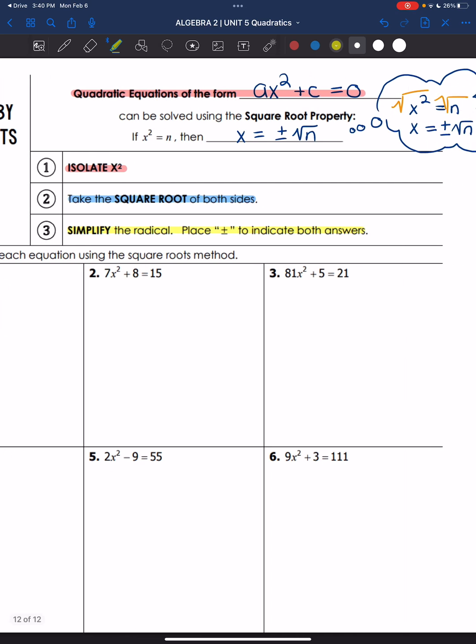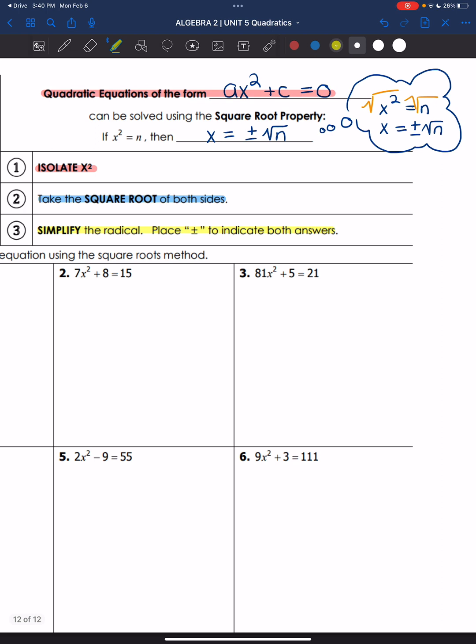Let's bounce on over to number 3 and check this one out. Step number 1, isolate x squared. So first thing we'll want to undo is adding or subtracting. So we will subtract 5 on each side, giving us 81x squared equals 21 minus the 5, which is going to be a 16. We're still not quite done. We still need to do more to isolate. We will need to divide by 81 since it's multiplying. Now my x squared is all by itself.